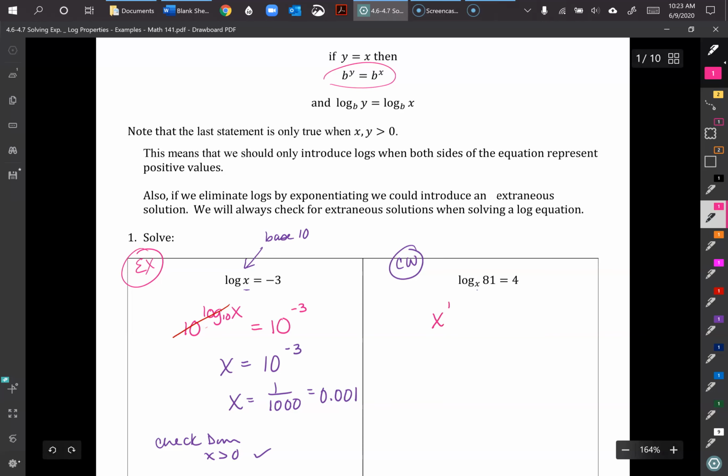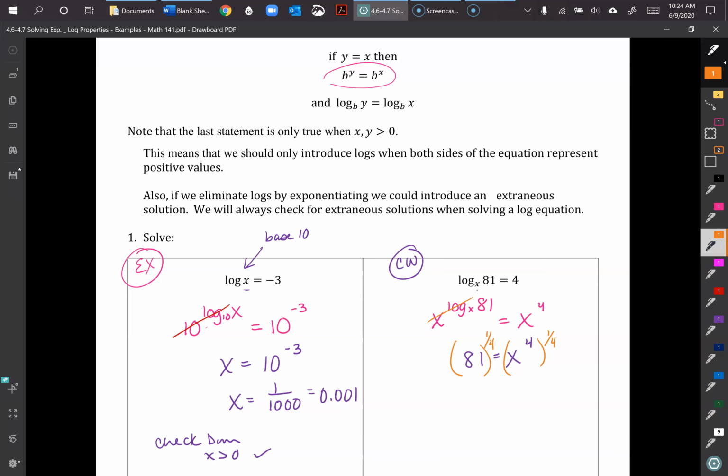So I'm going to do x to the log base x of 81 equals x to the 4th. Don't forget to do both sides, right? And then here this will become just the 81 equals x to the 4th. And how we tackle that, we just take the 4th root of both sides, or we could think of it as this. We could raise it up to the 1/4 power, which is the same thing as taking the 4th root of both sides.